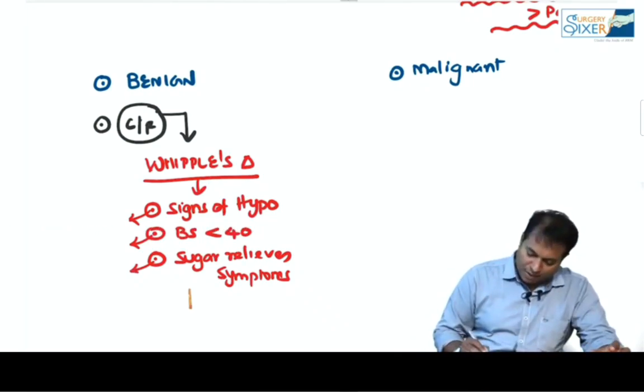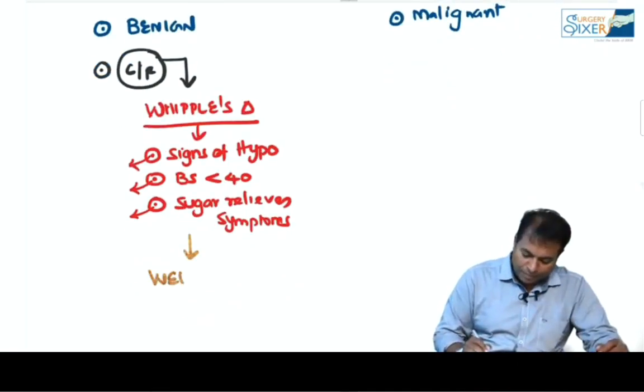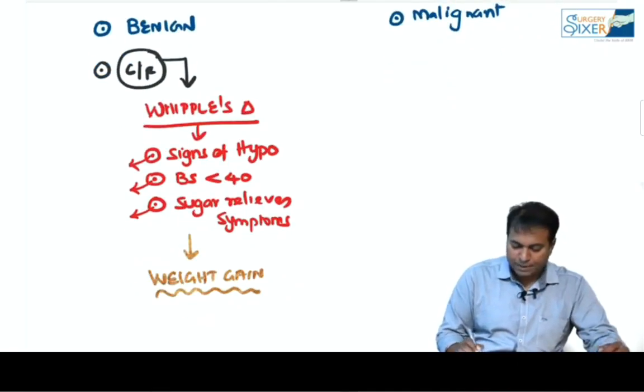Because of hypoglycemia, this patient will keep on eating. Therefore, they have weight gain. The tumor with weight gain is insulinoma.